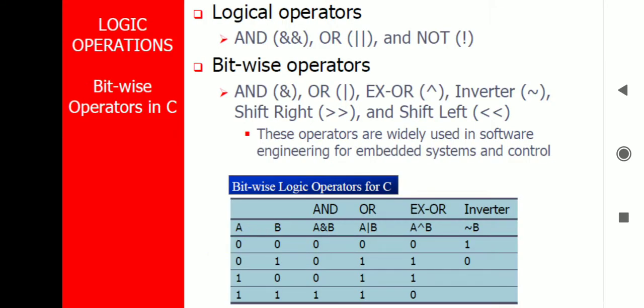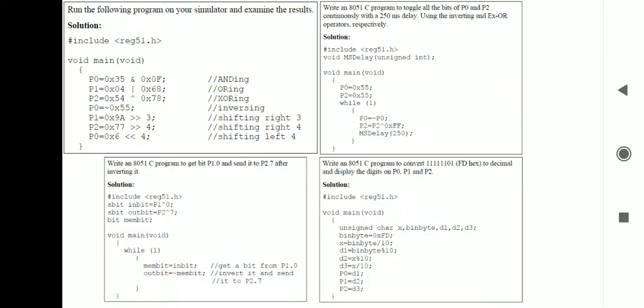The logical operations can be performed using a symbol for each operation: logical addition, logical multiplication and inversion, as shown in the bitwise logic operators for C programming. Using such logical operations we can perform different types of logical operations.